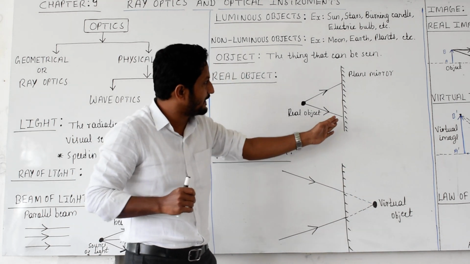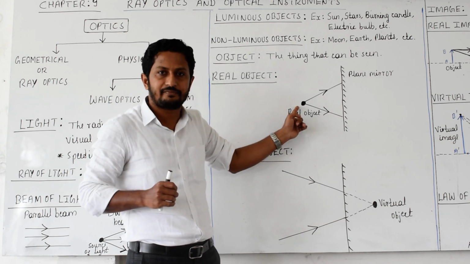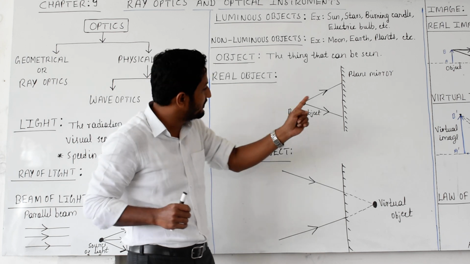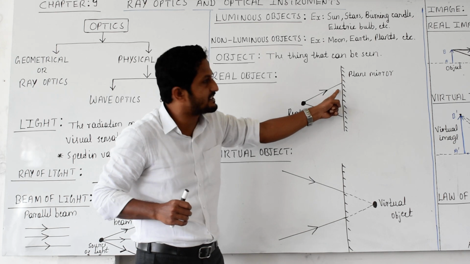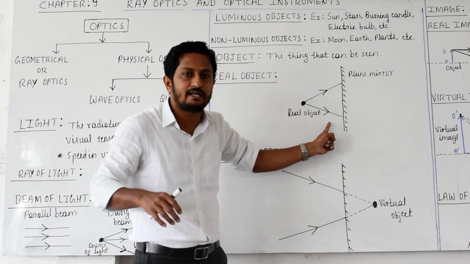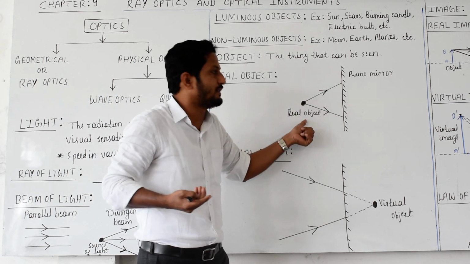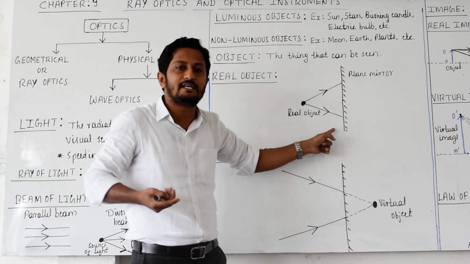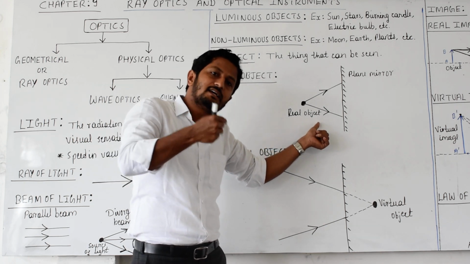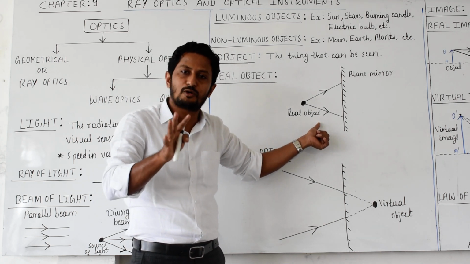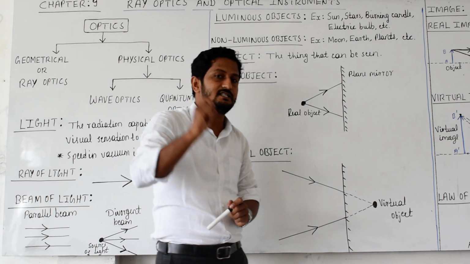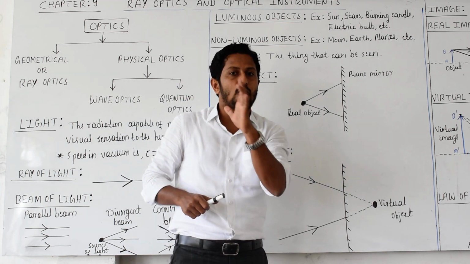Real objects. I said, here the mirror is there. Here I kept an object. From that object, you see in this diagram, I have taken two light rays. From this object, one light ray is moving in this direction and one more light ray is moving in this direction. I mean, these two light rays are diverging from that object. Actually they are coming from that object, so we call it a real object. Have you understood what I mean? If light rays are actually coming from any object, then such an object is called a real object.